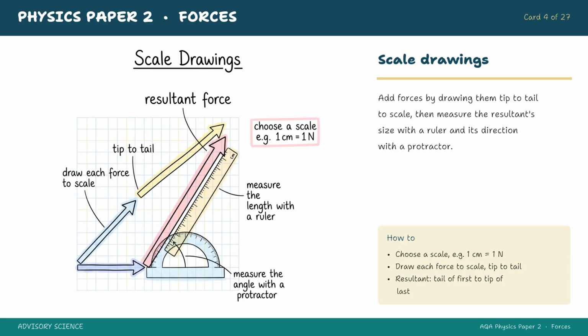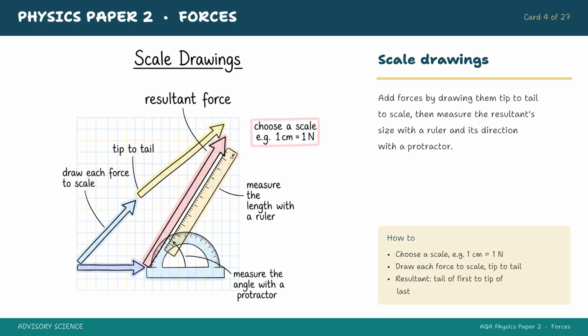Scale drawings and resolving forces. Scale drawings are just like shrinking or enlarging real-life forces or objects onto paper, but in proportion. Imagine you've got a big force that you can't draw at full size. You pick a scale like 1 centimeter on paper equals 5 newtons in real life. If your force is 10 newtons, you draw a 2 centimeter arrow. If it's 20 newtons, you draw a 4 centimeter arrow. Basically, you just shrink or stretch the force into a drawing that everyone can measure and understand.